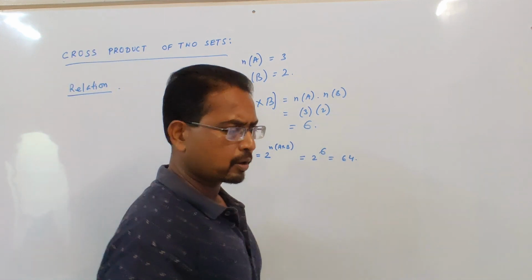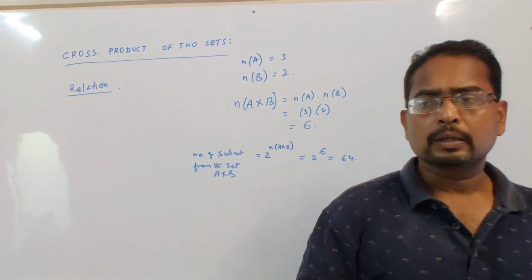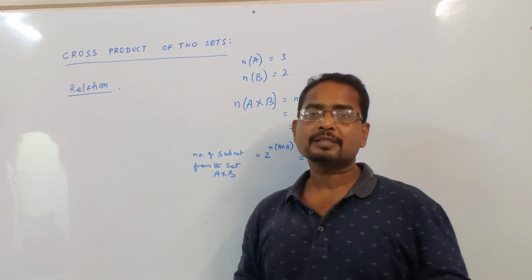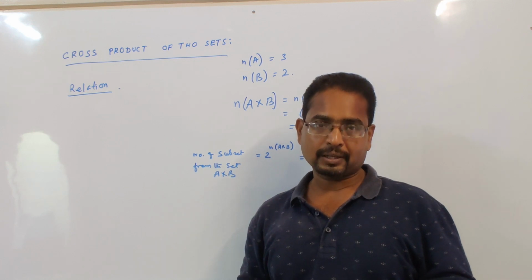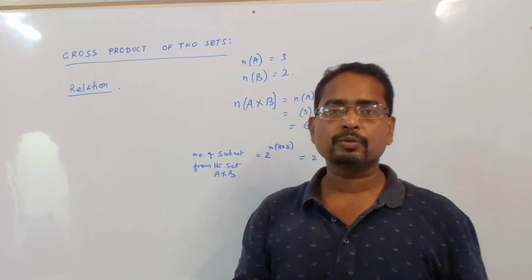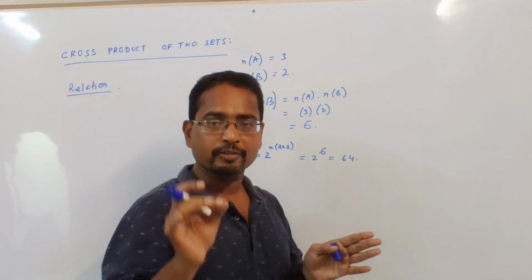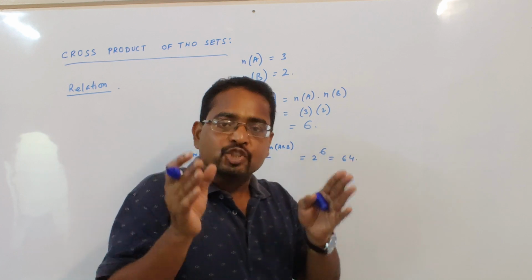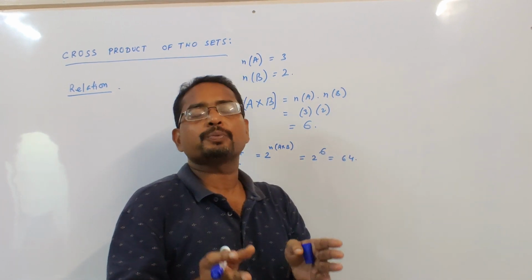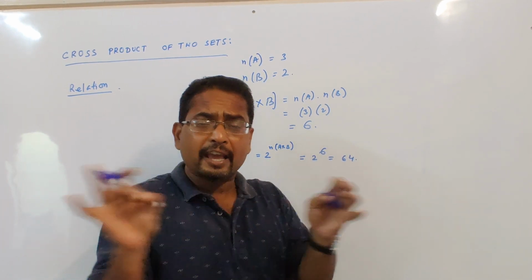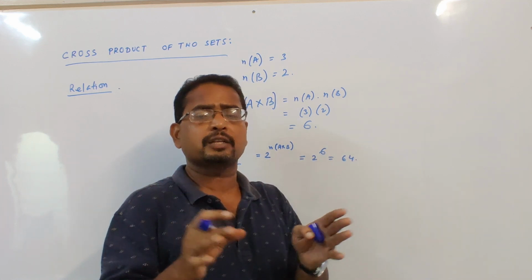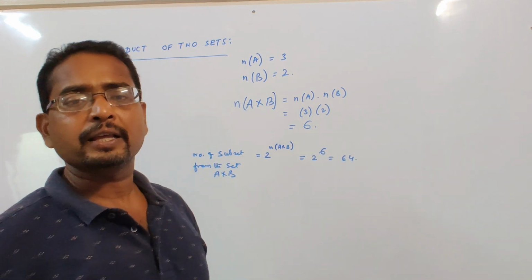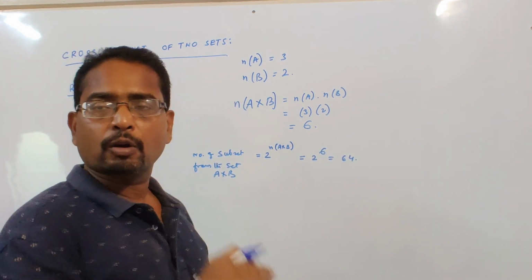Now there is a link between a relation and subsets of the cross product of two sets. Each and every subset of the cross product of two sets is nothing but a relation. So what is a relation? Relations are nothing but the subsets of the cross product of two sets.